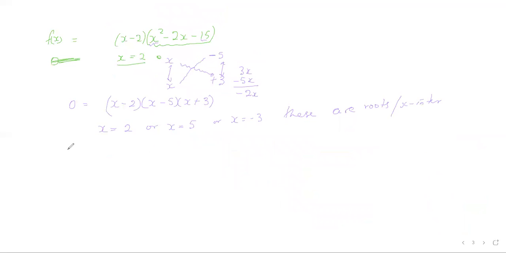So step number 2, y-intercept: we let x equal to 0. Therefore, x will be 0, y will be 30. That's the coordinate for the y-intercept. And then step number 3, we're looking for a turning point. A turning point, maximum and minimum. We need to differentiate.